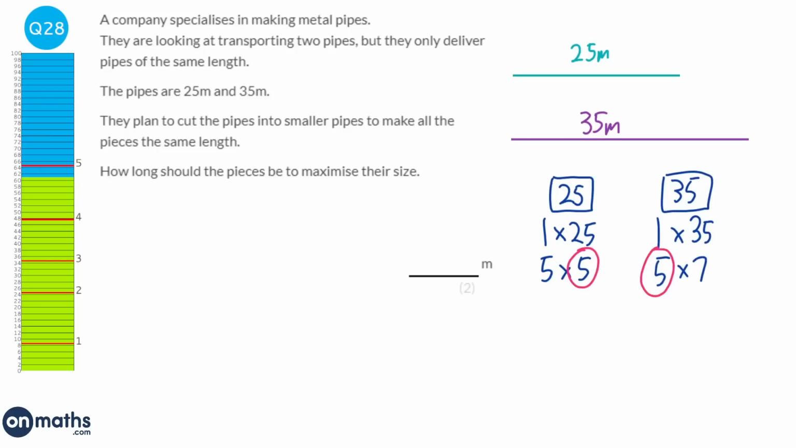So what we can do is we can cut all of these pipes into 5 meter pipes. So 1, 2, 3, 4, not to scale, and then 7 of these, so 1, 2, 3, 4, 5, 6. And so there's 7 in total. So each of these are 5 meter long, and there's no wastage. And that's the longest we can make the pipes for there to be no wastage at all. So my answer is 5 meters.